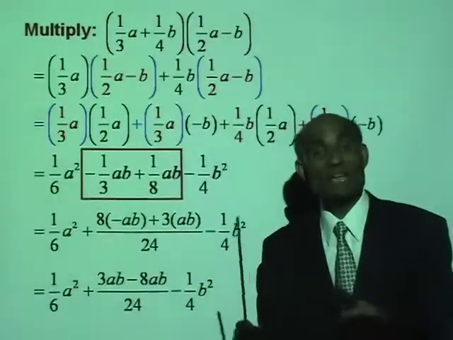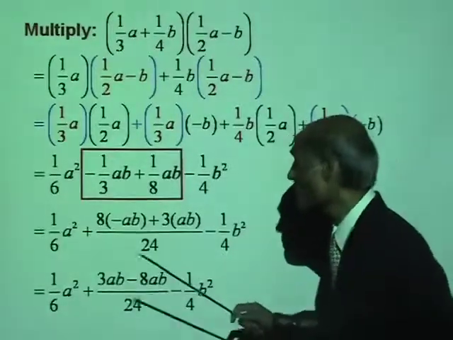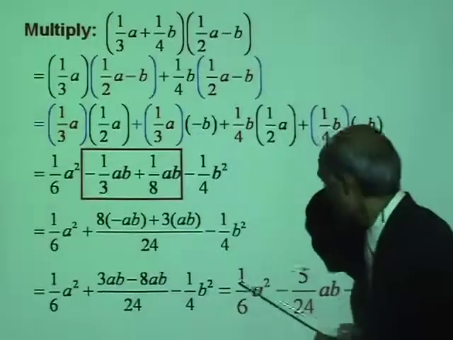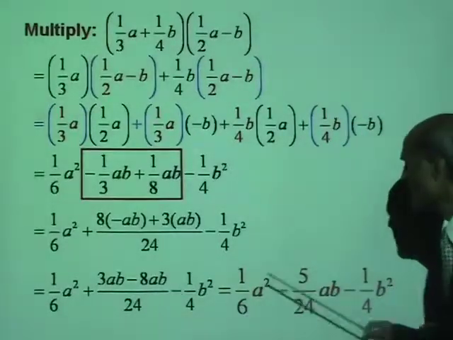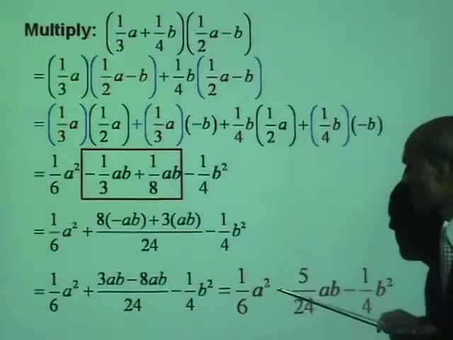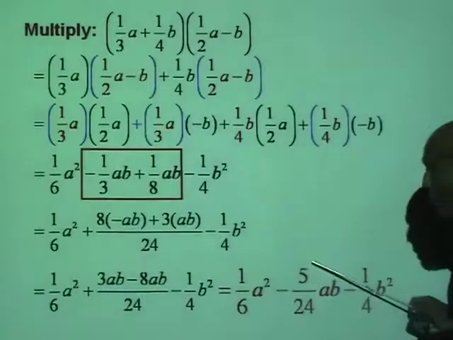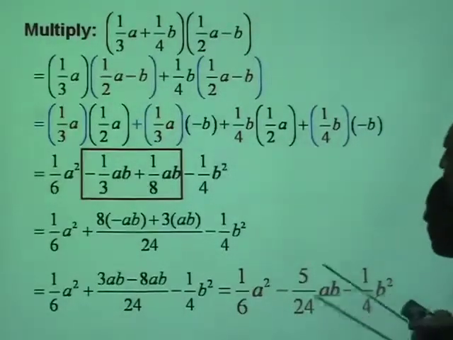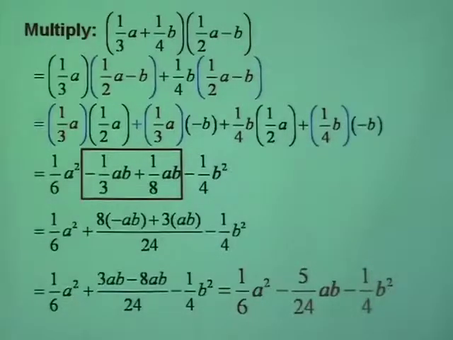3 minus 8 is negative 5. So this is negative 5AB. And negative 5 will make that negative. So that will be minus 5AB over 24, which is negative 5 over 24AB. I want you to watch that one more time if you did not follow that.